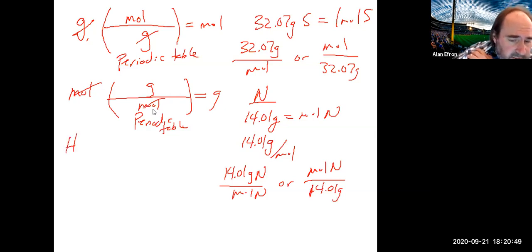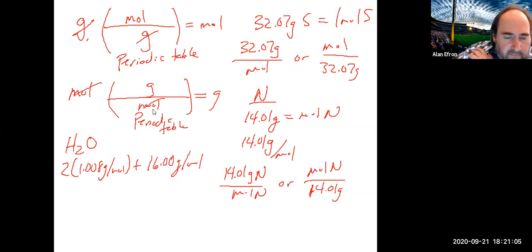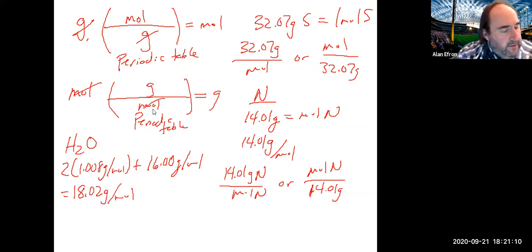You could also do it for molecules as well. So for example, H2O, you basically go to the periodic table and you add up all the parts. So there are 2 hydrogens, each at 1.008 grams per mole, plus 1 oxygen at 16 grams per mole, which means the molar mass of water would be 18.02 grams per mole. When you calculate the molar mass, the number always stays with the grams part, and it's always 1 mole. So the bottom is always 1 mole, or wherever the mole is, it's always 1 mole, and the grams always stays with the number.